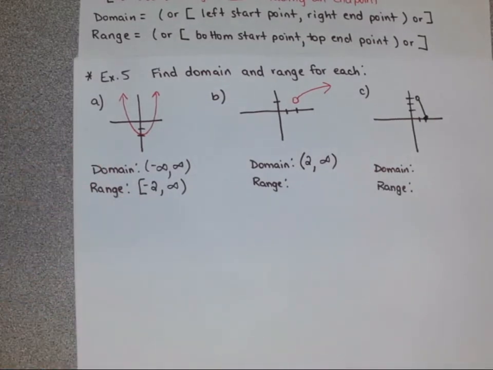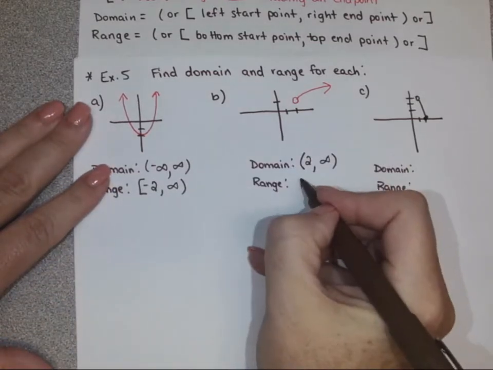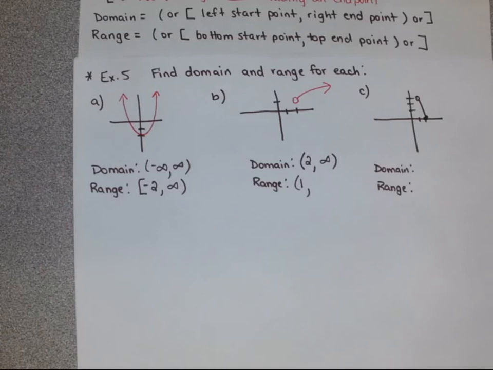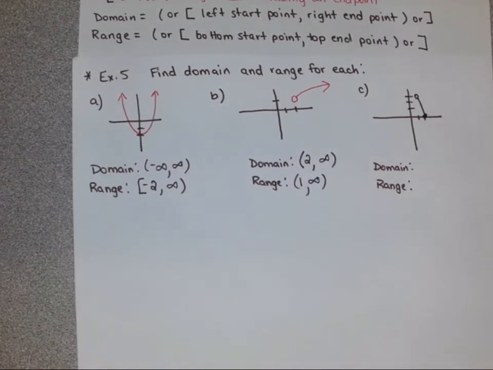What about range? I don't care about left to right, I only care about what? Bottom to top. So what's the lowest y value that's represented? Yeah, so it's going to be 1 with a parentheses, good, again because of the open circle. And then how far up is this going to go if we keep drawing it? It looks like it goes up forever, so we'll say infinity.